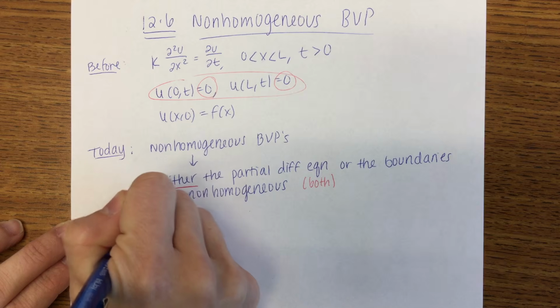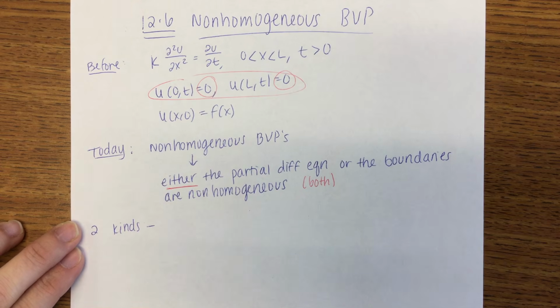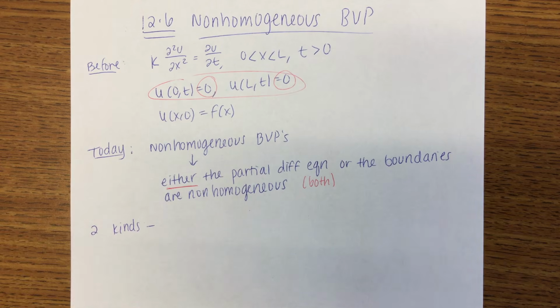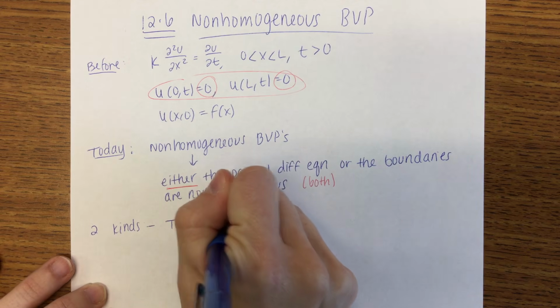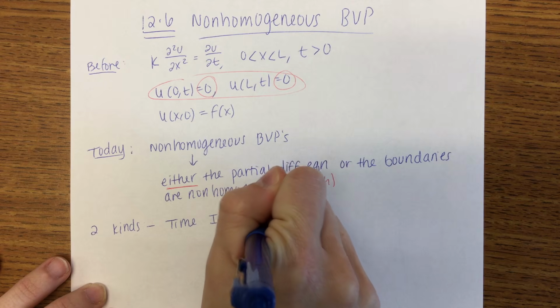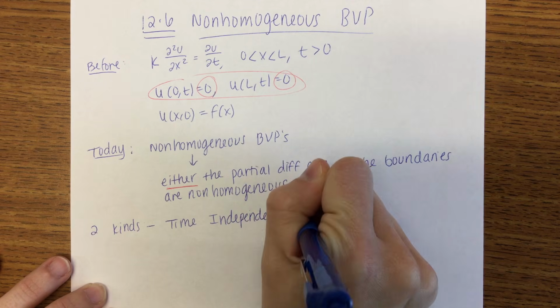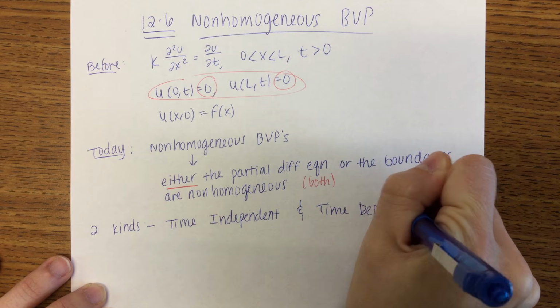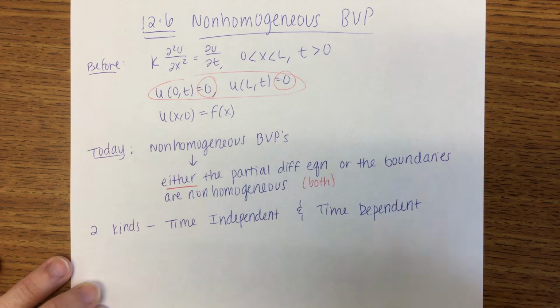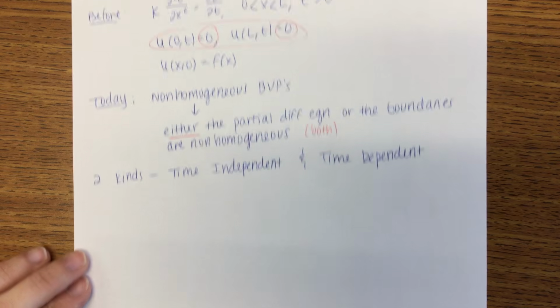There are two different kinds of non-homogeneous boundary value problems for wave and heat. We have time independent and then we have time dependent. Each one has its own solving strategy. So today we're going to discuss time independent. Tomorrow we'll discuss time dependent.